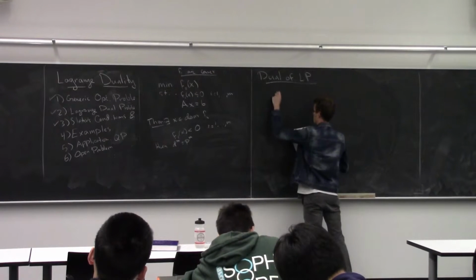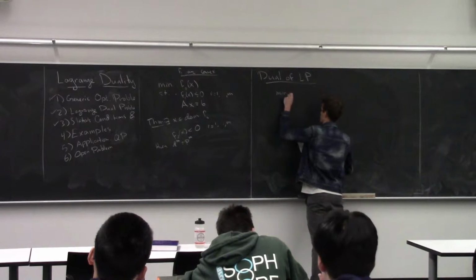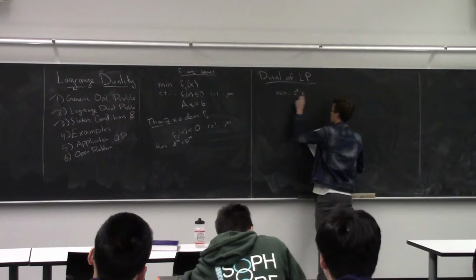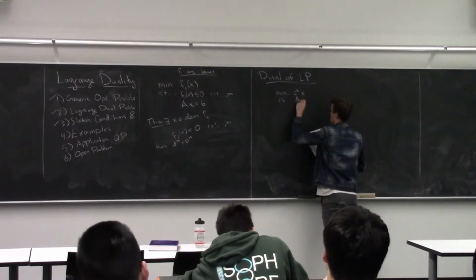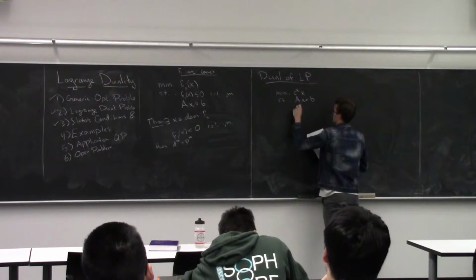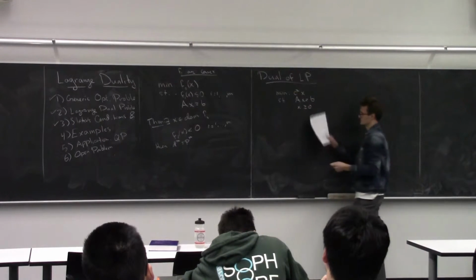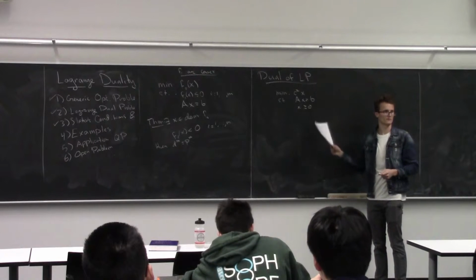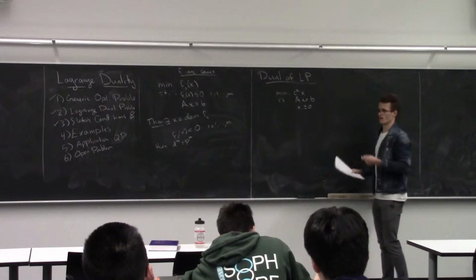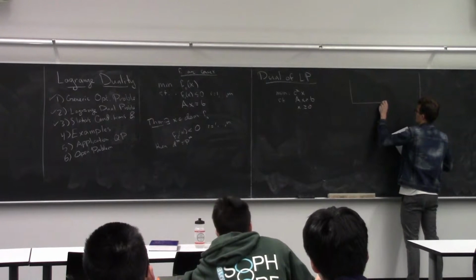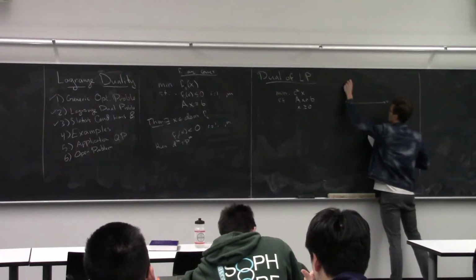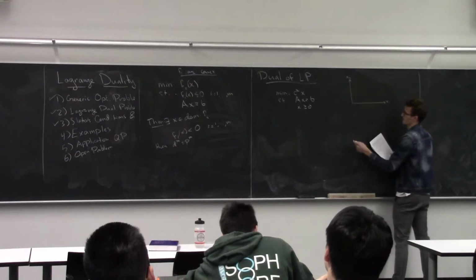Just to write it out, you're going to be minimizing some c transpose x subject to some constraints Ax equals b, where x is positive. There are about three different canonical forms for linear programs, and this is one of them. You might think of this as I have x1, x2 here.